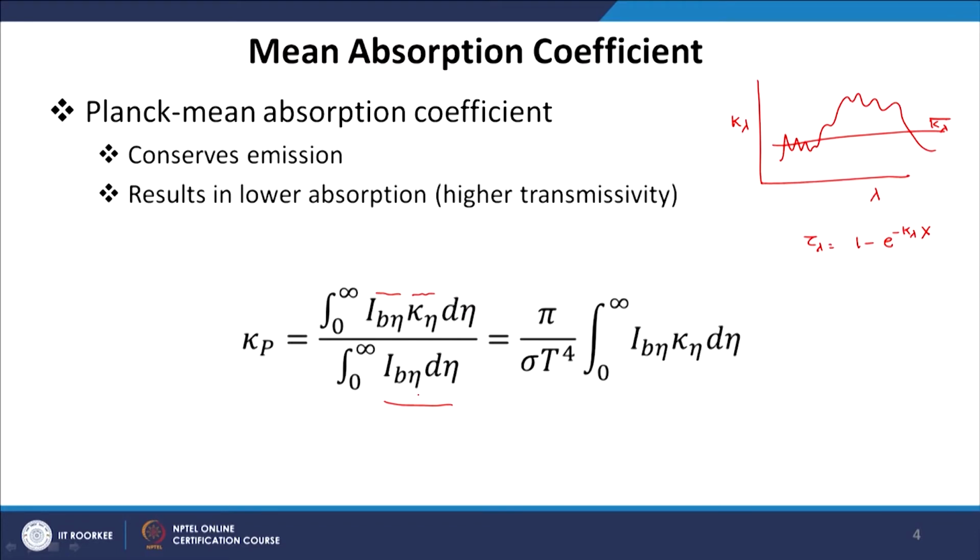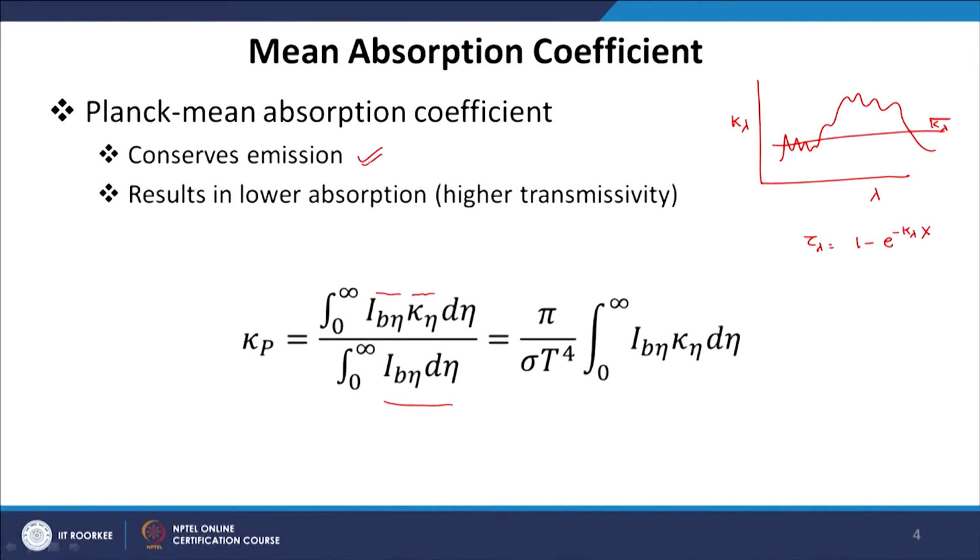The good thing about this method, the mean absorption coefficient, is that it captures the emission accurately. If you look at the definition itself of the Planck mean absorption coefficient, it is based on total emission divided by total black body emissive power. So, this method basically captures the emission well. It conserves emission. So, if you have a medium where absorption coefficient is not very large, rather it is optically thin, this method will give you very good results.